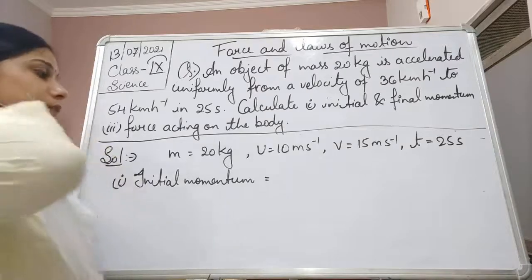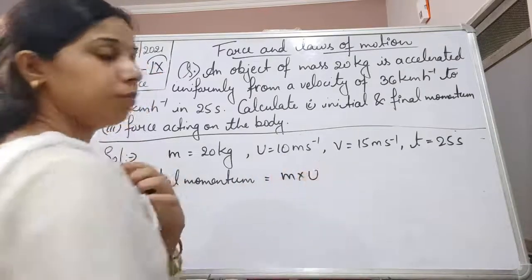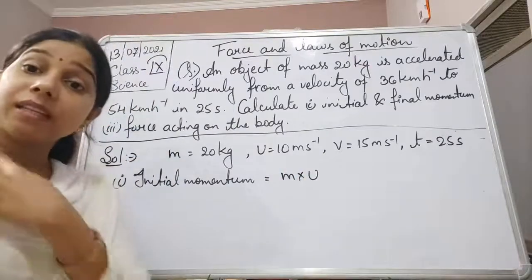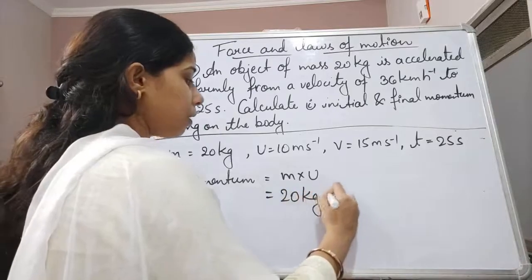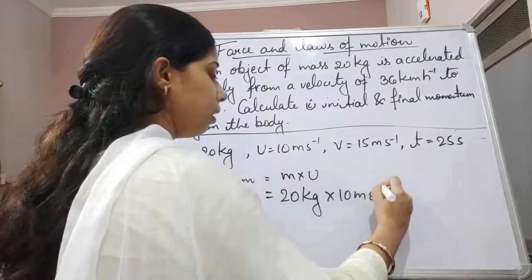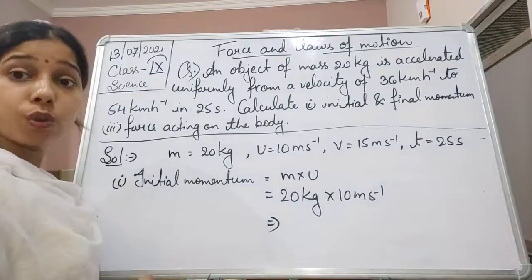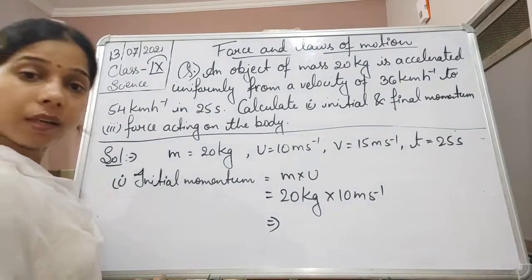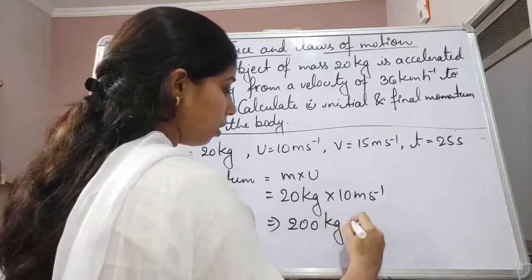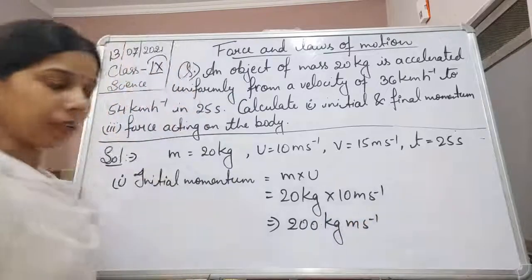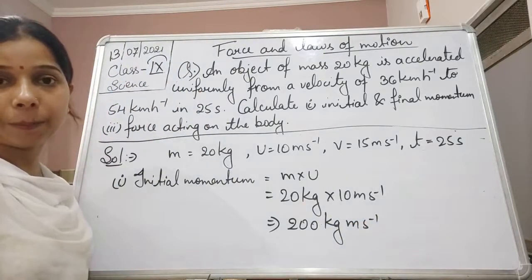second. So we can say here initial momentum will be equal to m into u, mass into initial velocity. Mass is 20 kg and velocity is 10 meter per second. So here the initial momentum will be equal to 200 kg meter per second. This is the initial momentum of the body.